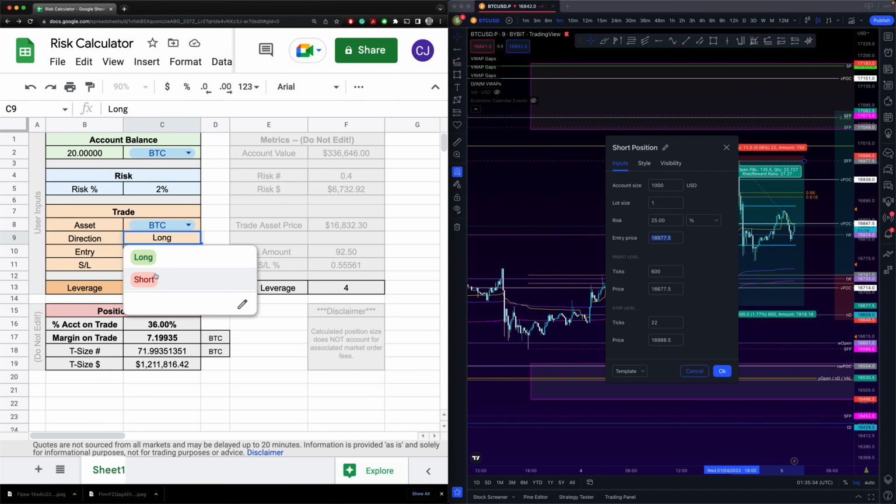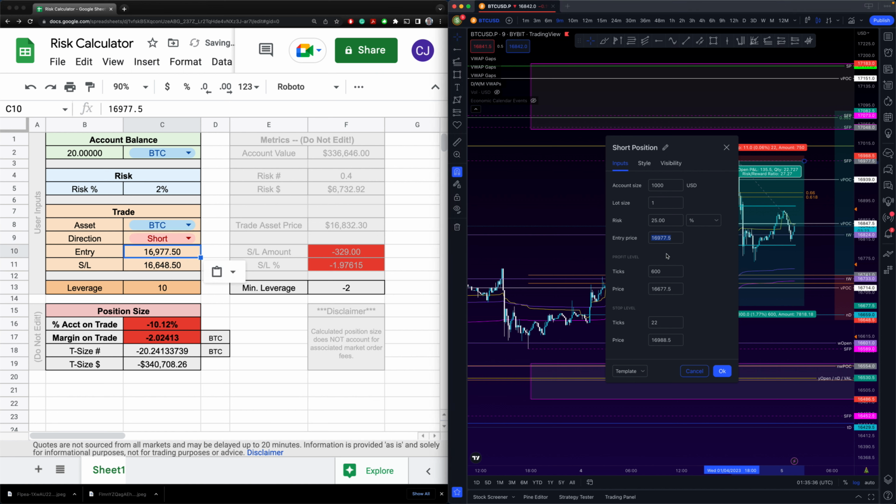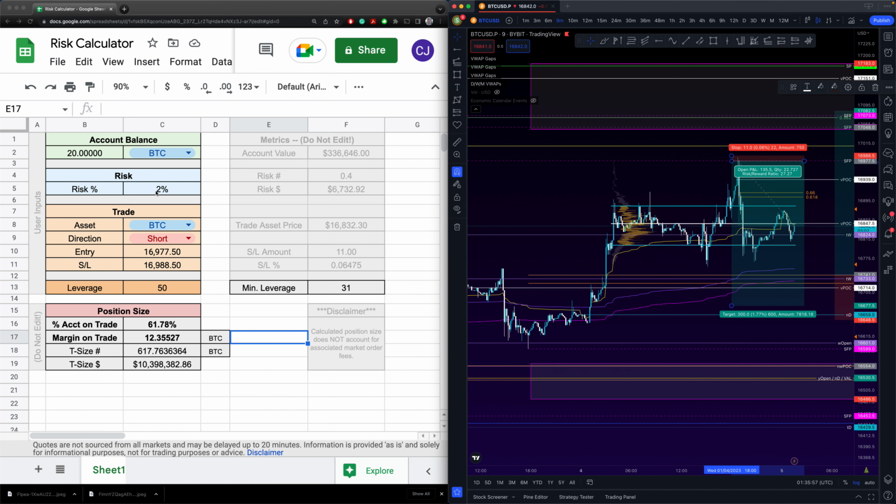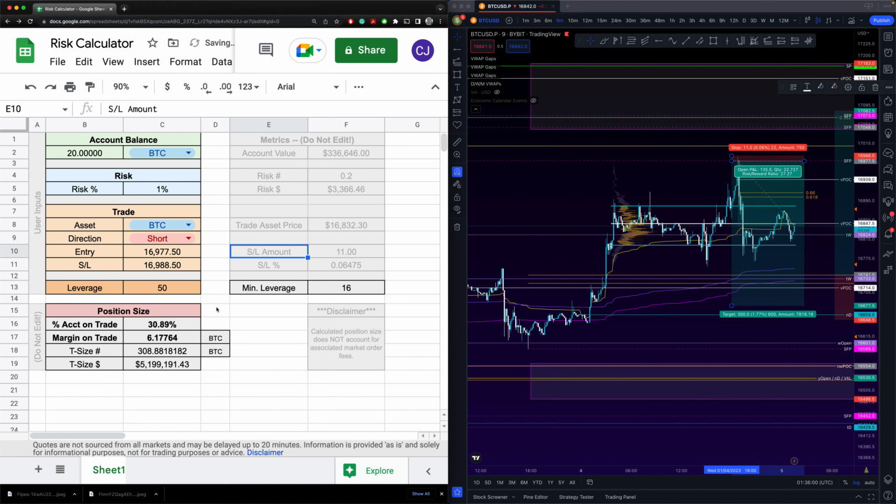Let me just take this real quick. We're going to change this to short, put our entry point and our stop loss. And it's telling me that I need a minimum leverage of 31x. So I'm just going to change this to 50x. Now, check this out. Let's take this back down to 1%. If I wanted to risk 1% of my account, actually I'm going to take this back down to 25x now because we've reduced the risk.